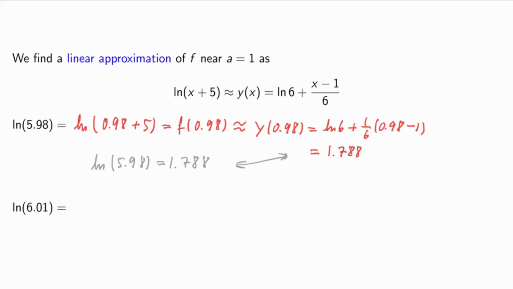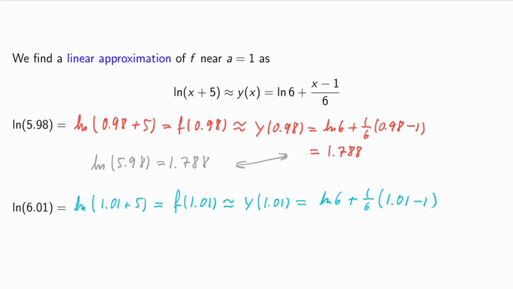Okay, let's do it for ln of 6.01. So this is ln of 1.01 plus 5, right? So this is the function really evaluated at 1.01. 1.01 is close to 1, so I can use the linear approximation. Then this is y at 1.01, meaning ln 6 plus 1/6 times 1.01 minus 1. And again, we can figure this out, and this is 1.793. And then taking the calculator directly, ln of 6.01 is the same, 1.793. This linear approximation works really well if you stay close to the point a, which is 1.